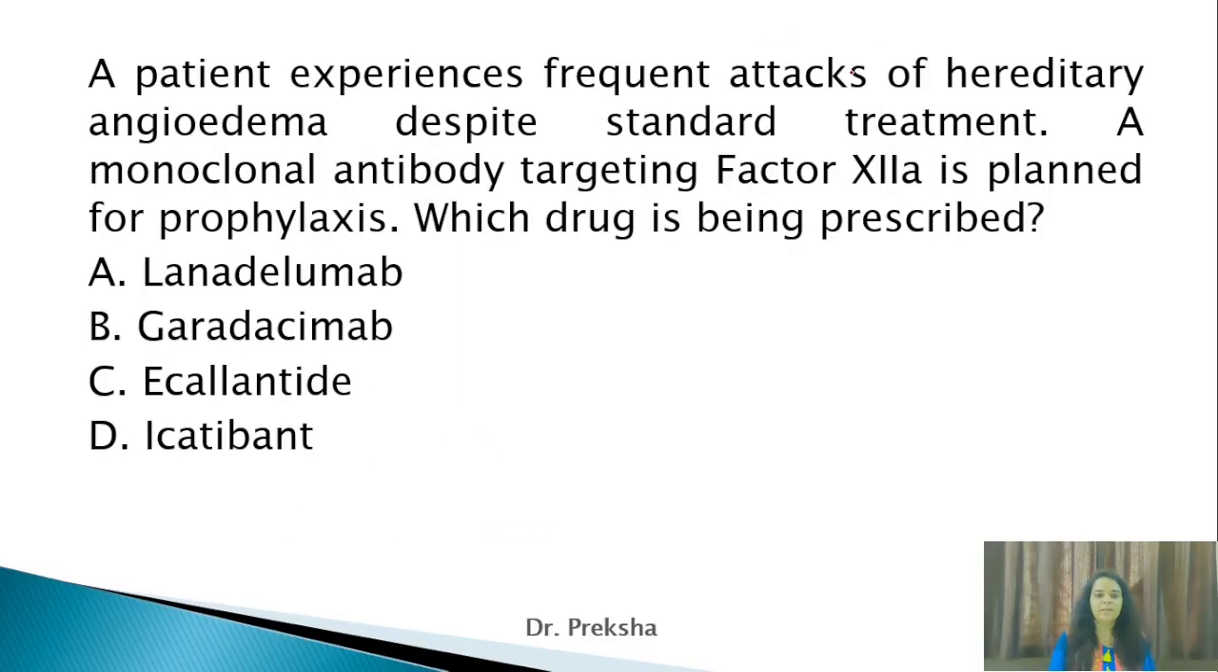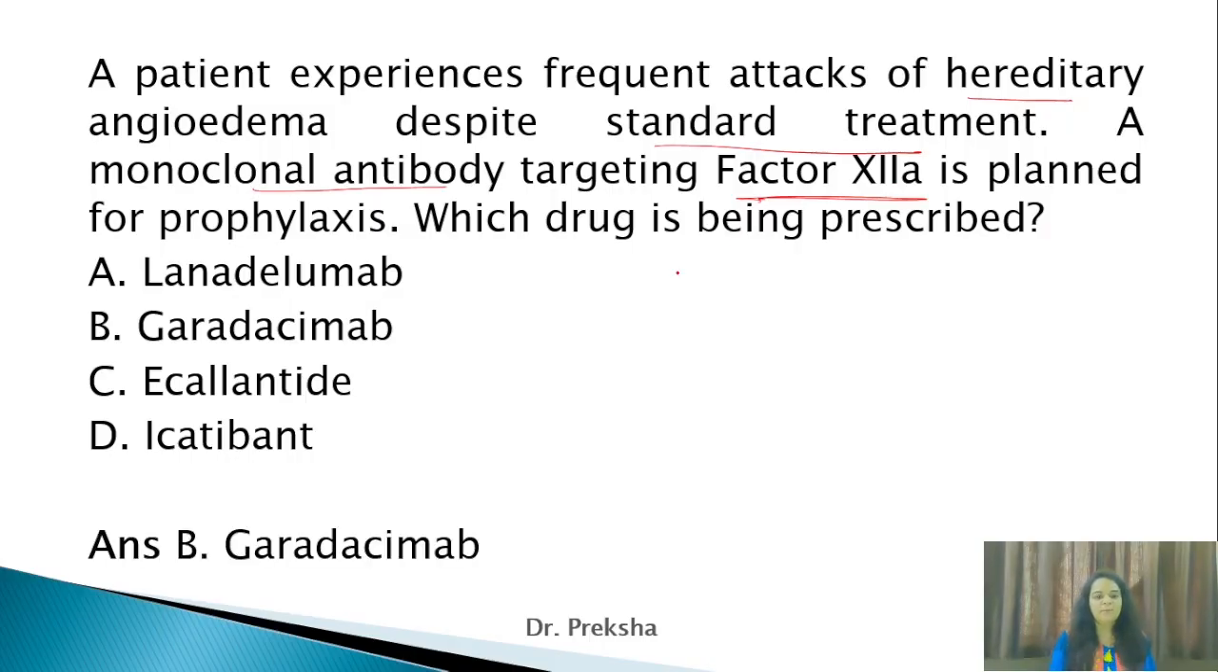A patient experiences frequent attacks of hereditary angioedema despite standard treatment. A monoclonal antibody targeting factor 12A is planned for prophylaxis. Which drug is being prescribed? Lenalidomide, Garadacimab, ecallantide, icatibant. So factor 12A is being targeted by the drug, and the name of the drug is Garadacimab. So the correct answer here is Garadacimab.